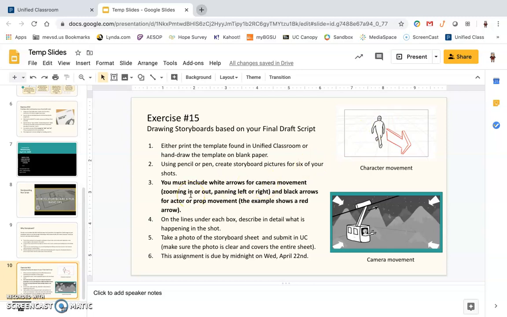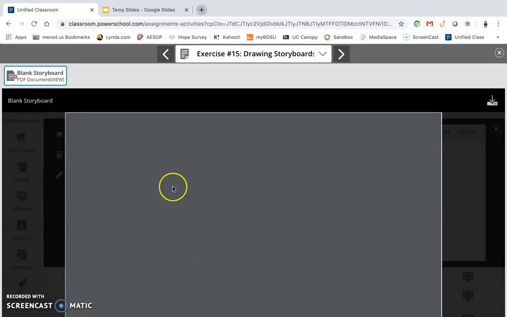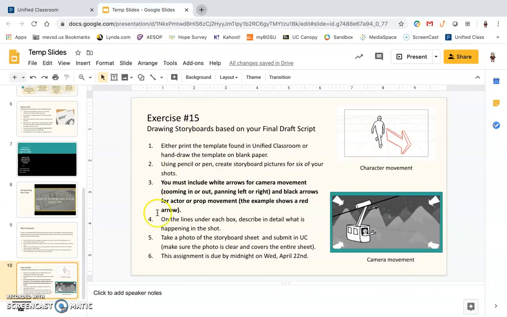Once you're done doing all 6, remember there's 6 different storyboards that you're going to do. Once you complete all 6 of those, take a photo of the storyboard sheet and submit it in Unified Classroom. Please make sure the photo is clear and covers the entire sheet. So zoom in or move your camera close enough to the paper so it encompasses the entire frame of the picture. And make sure it's in focus so I can actually see it and read it. And this assignment is due by midnight on Wednesday.